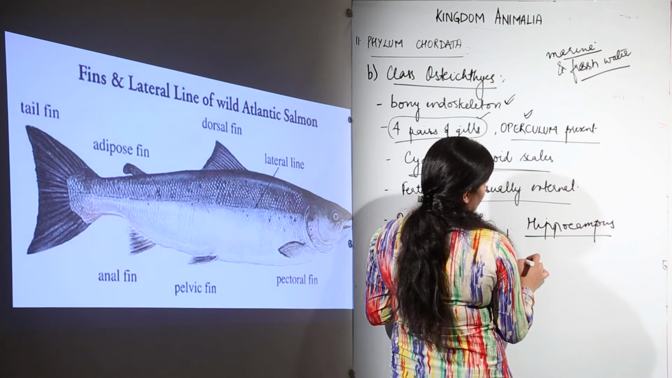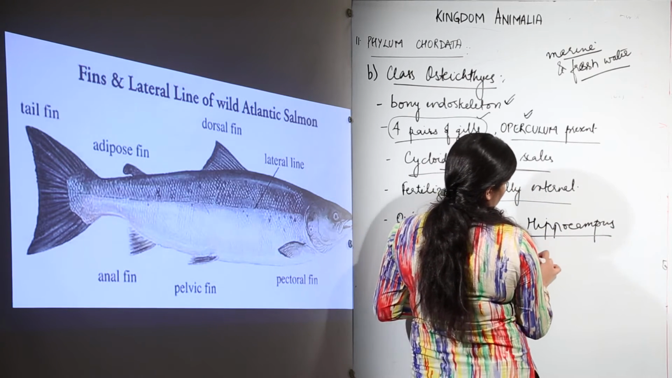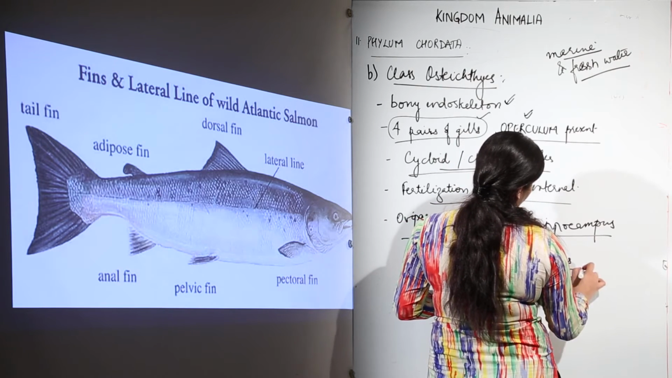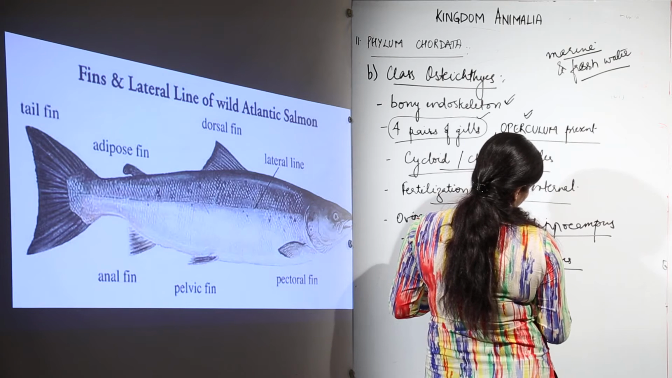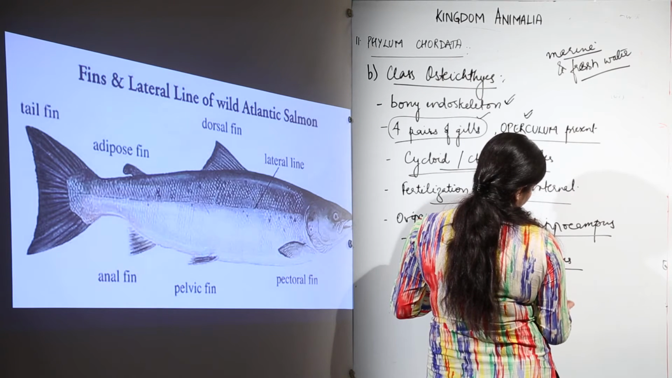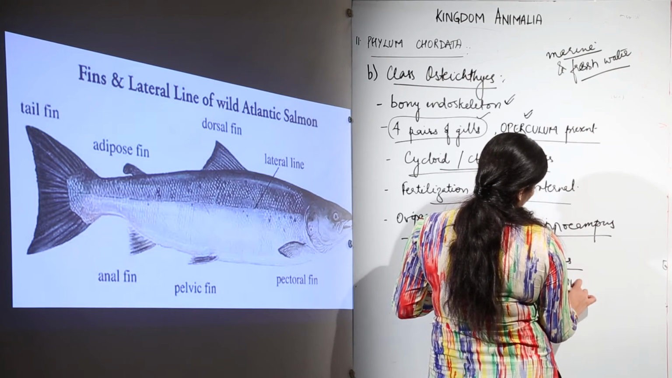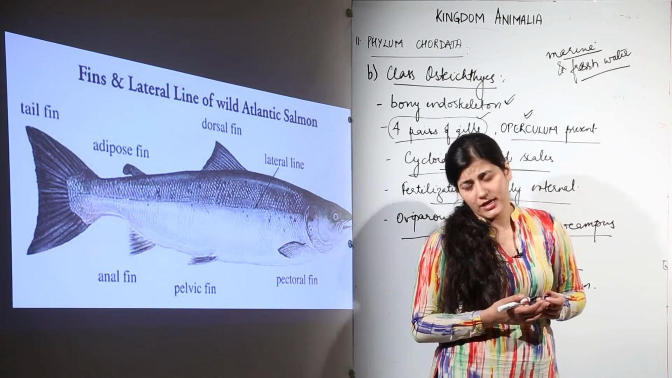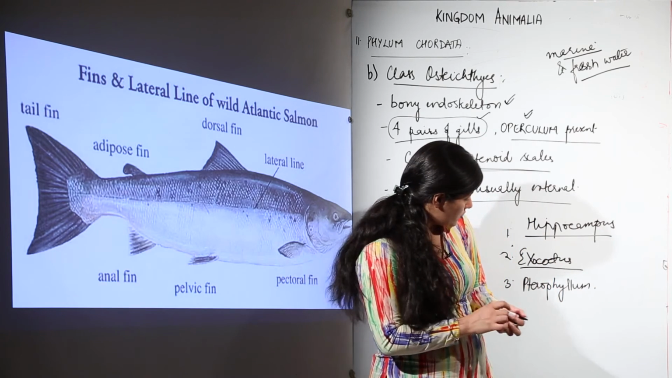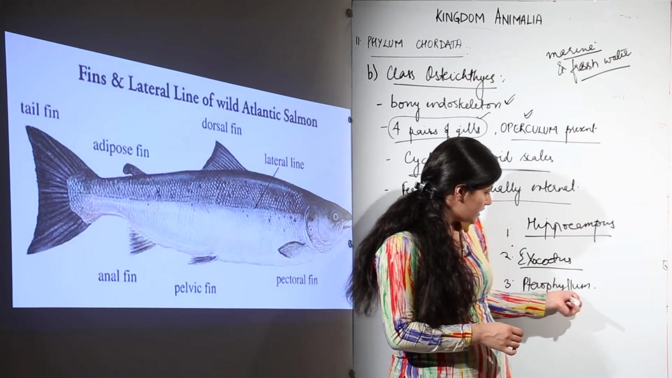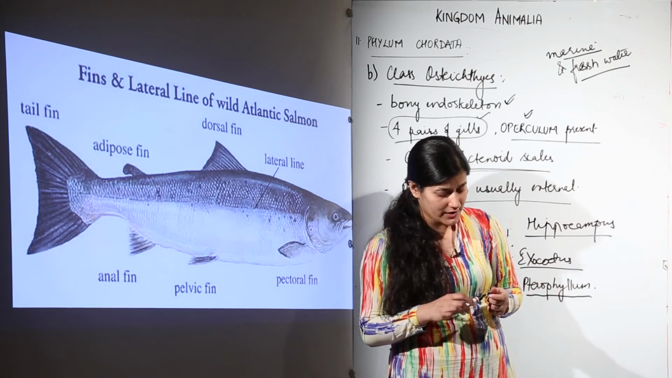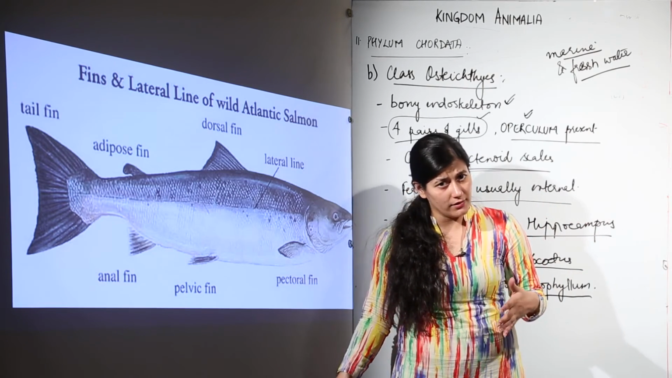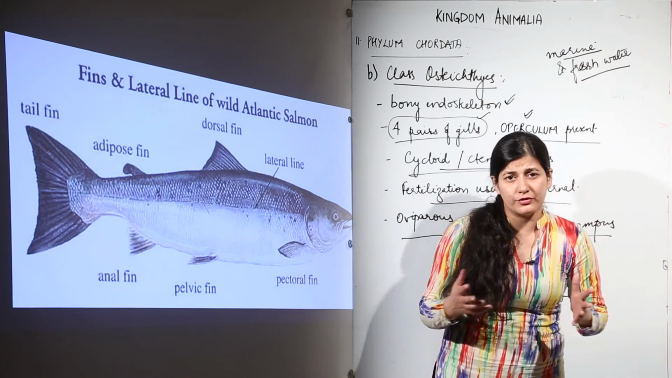Then we have the example of Exocoetus, that is the flying fish. Then we have the aquarium fish, that is Pterophyllum. Then we have examples of Betta, Rohu, so many fishes are there, as many as you can count. So this class Osteichthyes is going to have a lot of examples. You need to learn these 3 and as many more as you can according to your caliber of remembering things.